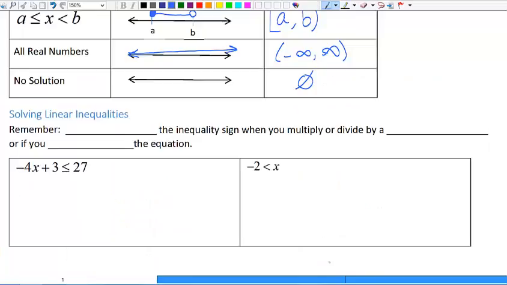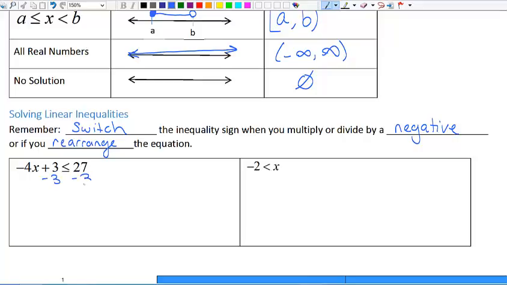So let's review solving linear inequalities. The only special thing that you probably need to remember here is you can only switch your inequality sign when you multiply or divide by a negative. That's something that you need to remember. Or if you want to rearrange the inequality, and I'll show you an example of both of those right now.